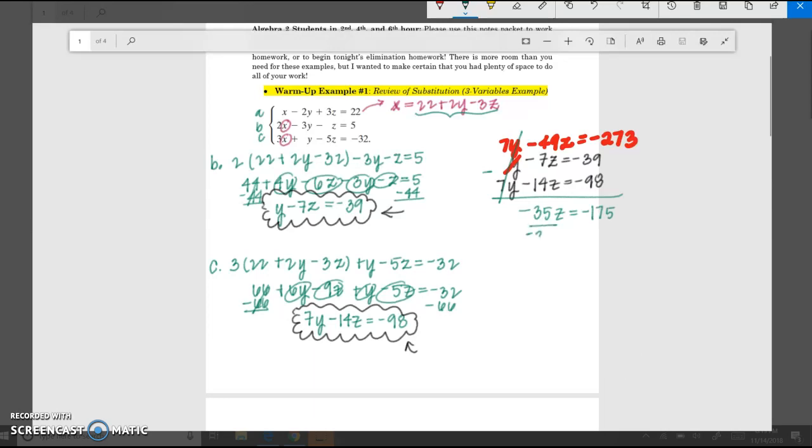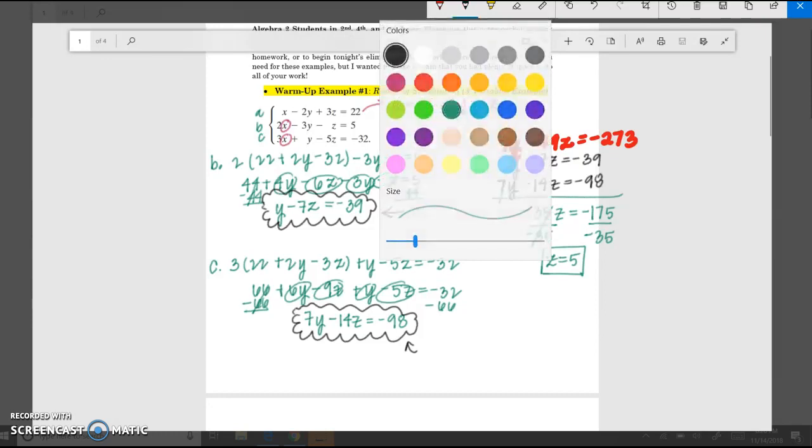At that point, I can divide both sides by negative 35. And when I do that, when I take negative 175 and divide by negative 35, the value that I get out from my calculator is 5. So my z is just equal to 5. From there, I can go ahead and substitute back in to solve for x and for y.